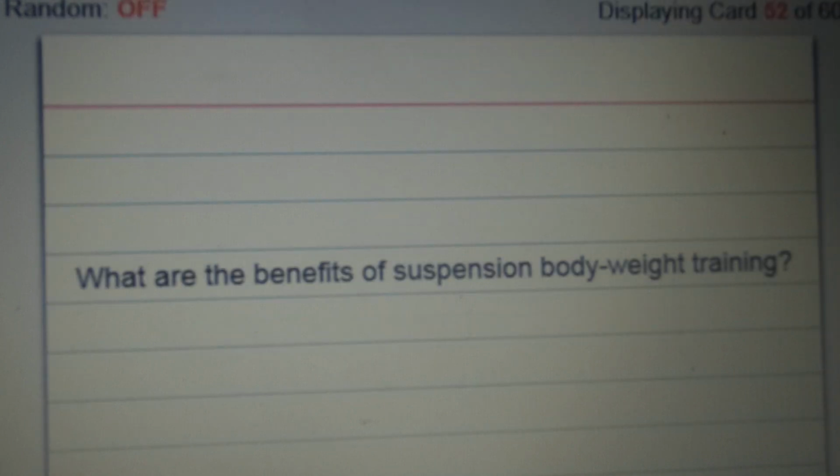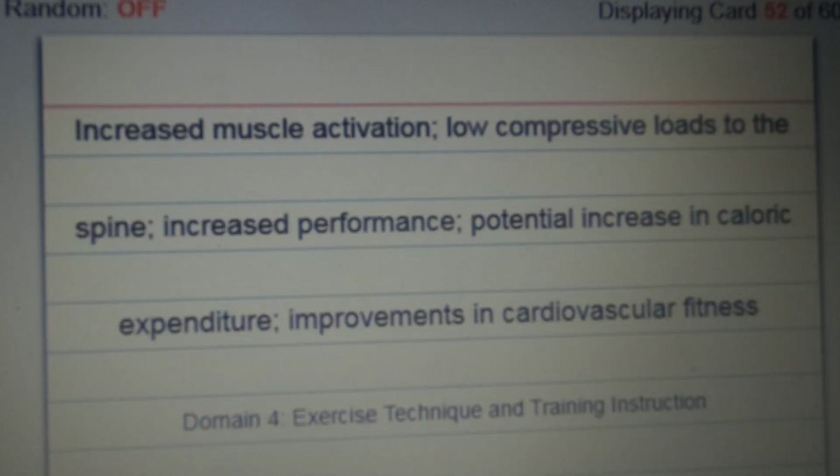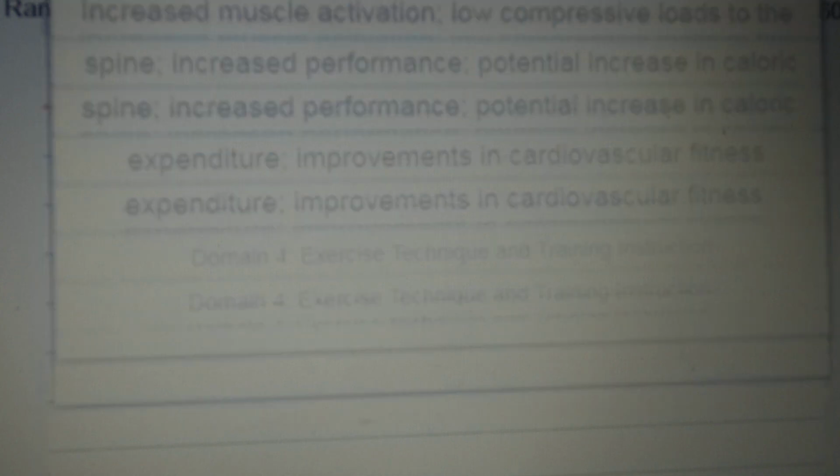Cable machines. With modularity can be progressed or regressed by changing the line of pull. Elastic resistance. What are the benefits of suspension body weight training? Increased muscle activation, low compressive loads to the spine, increased performance potential, increase in caloric expenditure, improvements in cardiovascular fitness.